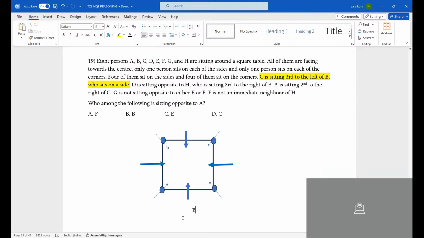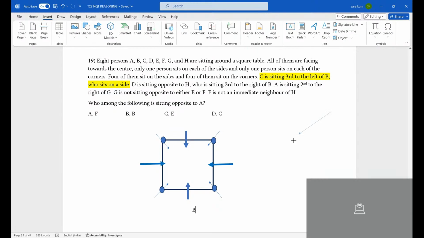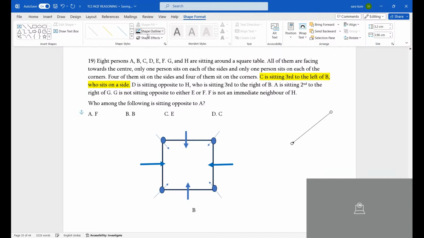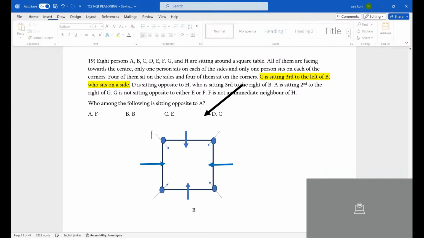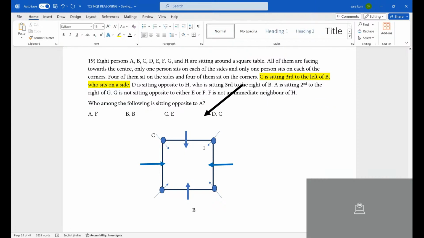So I'll use an arrow mark, guys. So C is sitting third to the left of B. This is first left of B, second left of B, third left of B. So this is where C is sitting. C is sitting third to the left of B. So this is where C is. Okay. So now we'll come to the next clue.